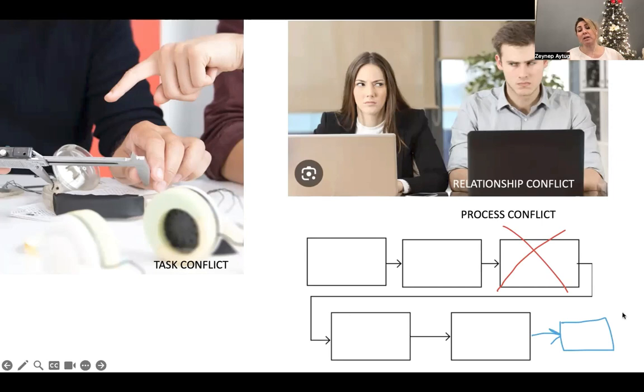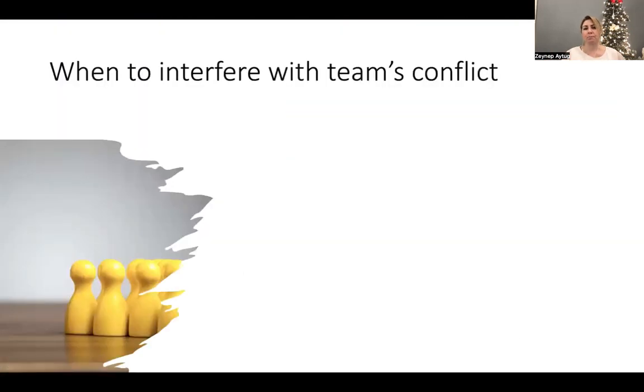Maybe at the end, we can ask their feedback to make it look like we are getting some information from them. So here, 2 people are not necessarily disagreeing on the task, or there's nothing personal going on, but they disagree on the specific process to follow to complete their work.